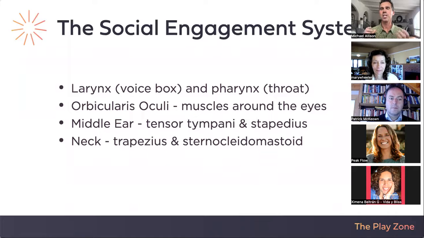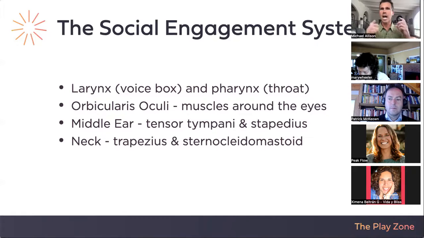So that means that we broadcast to others, whether we are safe and accessible, okay, with those melodic intonations, or if we're locked in a really high pitch, or we have a low, flat monotone voice, those are actually signals of risk and danger and warning.